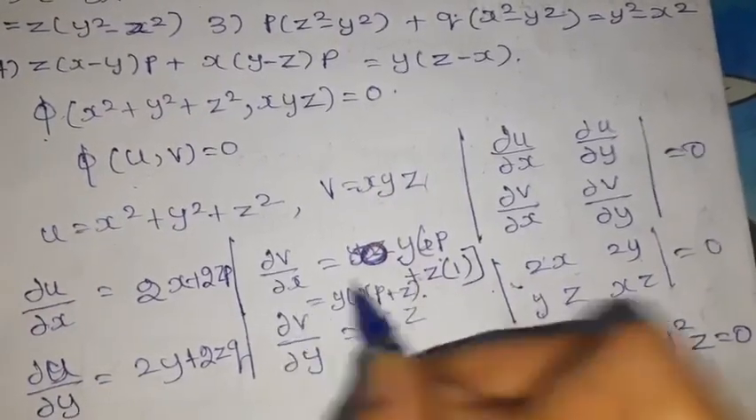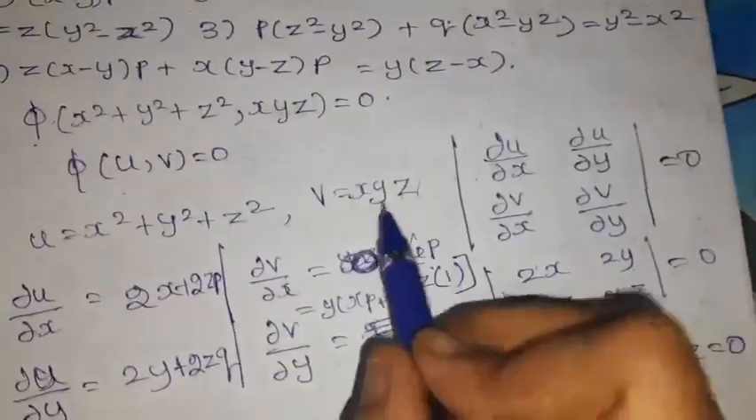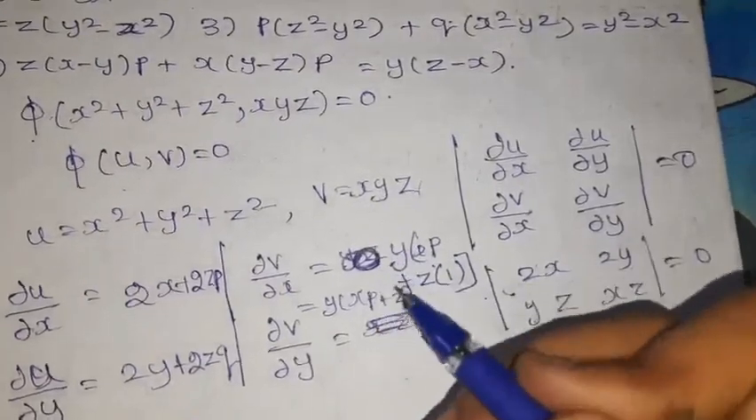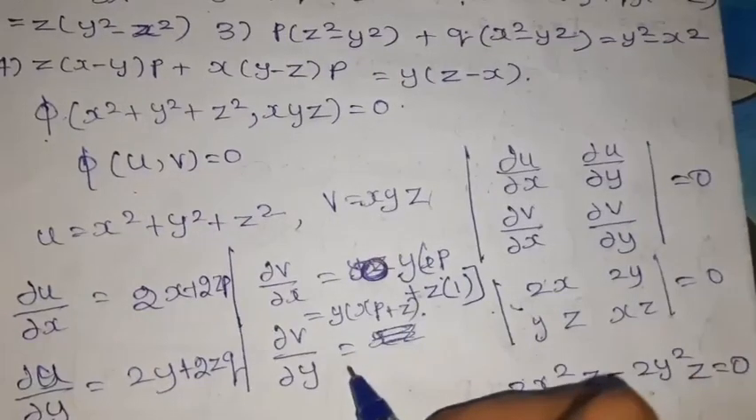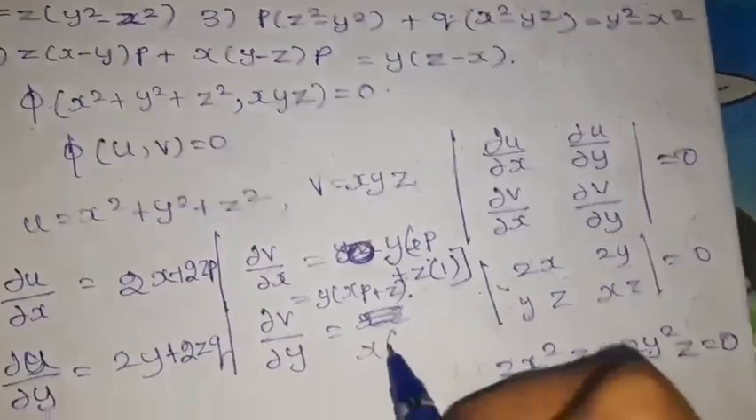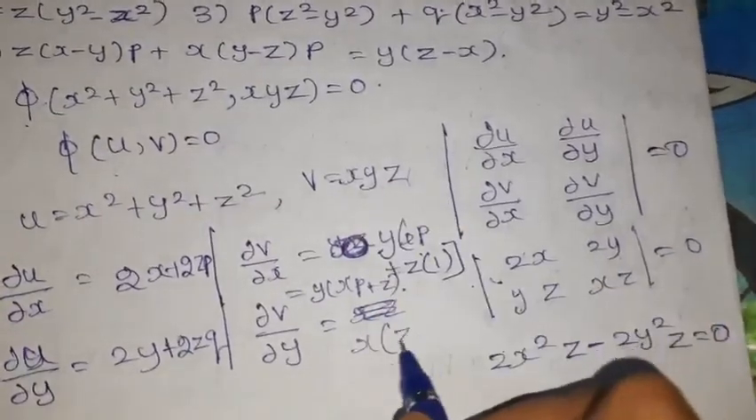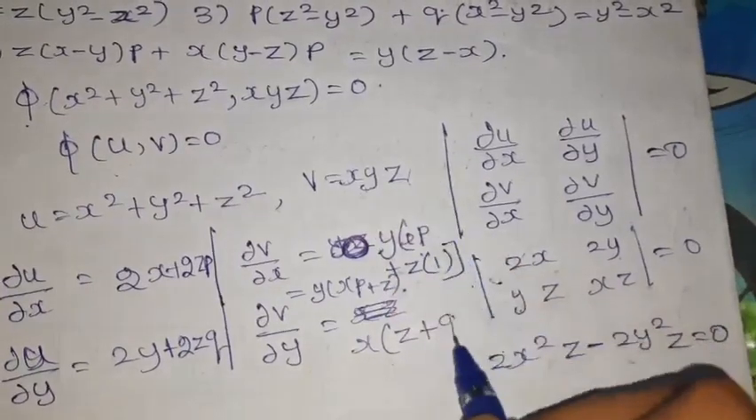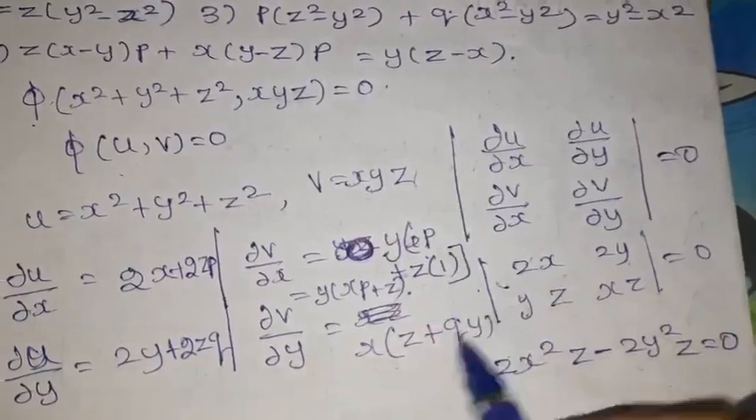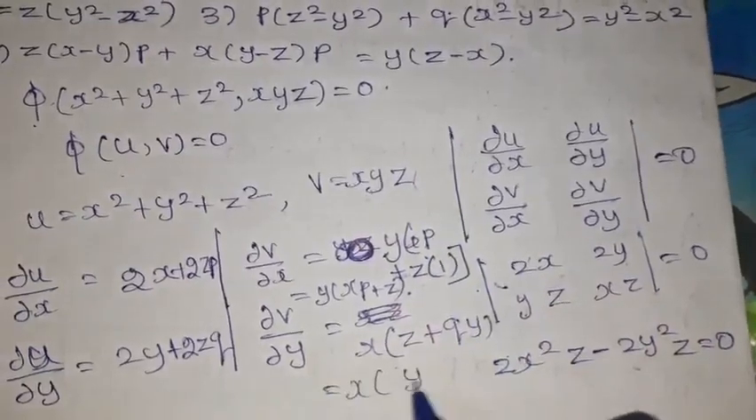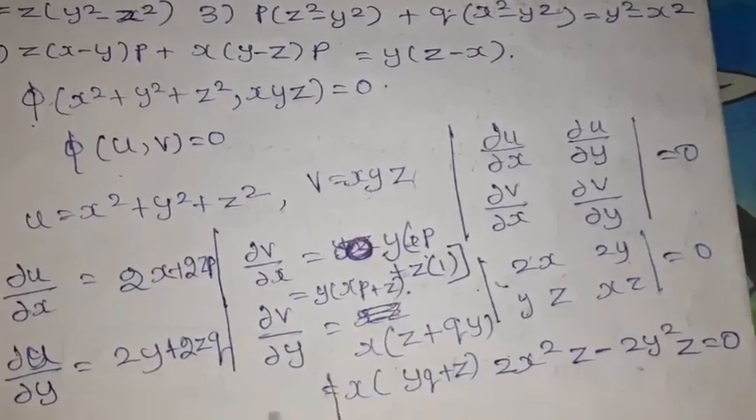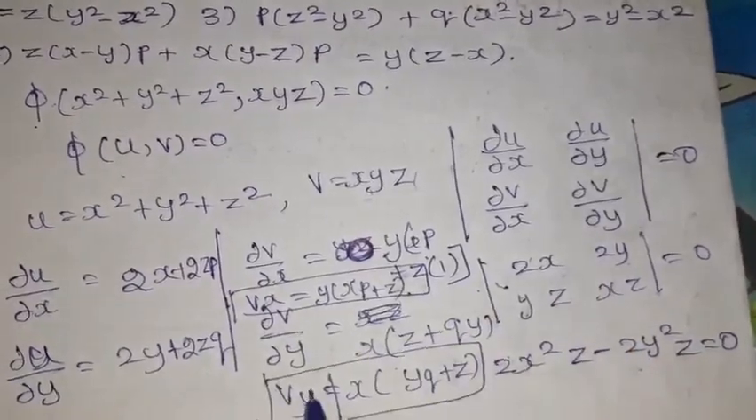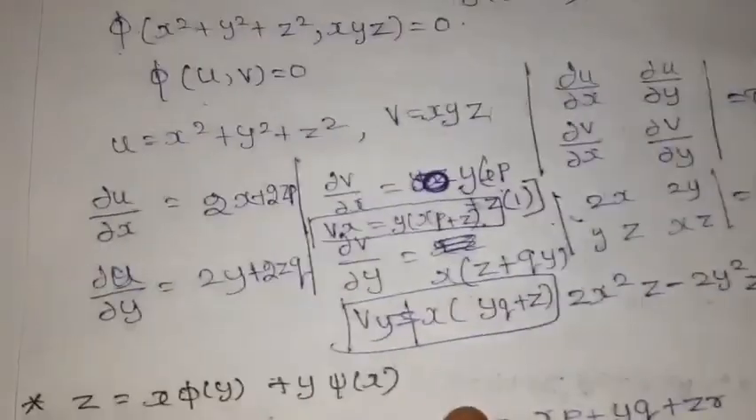Again this is in the form of dou v by dou y. Means x is common, then uv format: z plus q into y. So x into yq plus z. So this is vy, this is vx, right? vy and vx. This is ux, uy.